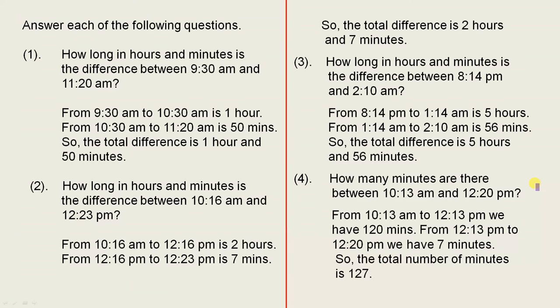How many minutes are there between 10:13 a.m. and 12:20 p.m.? From 10:13 a.m. to 12:13 p.m. we have 120 minutes. From 12:13 p.m. to 12:20 p.m. we have 7 minutes. So the total number of minutes is 127 minutes.